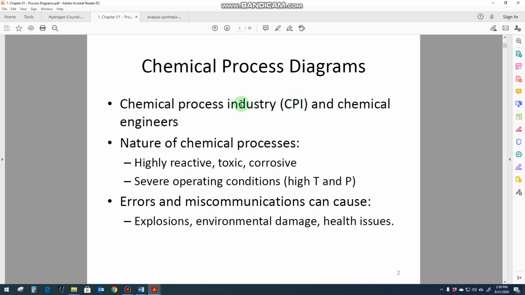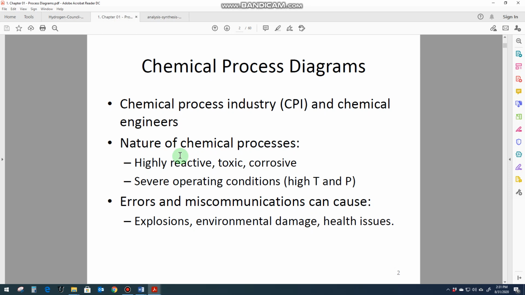Now, chemical process industry can be written as CPI. When multiple processes are integrated together to get the single or multiple products, that comes under the category of the chemical process industry. And what is the role of the chemical engineers? The role of the chemical engineers is to produce those products at an economical cost and with the least amount of energy.